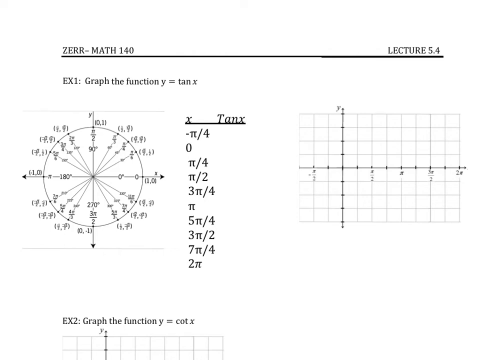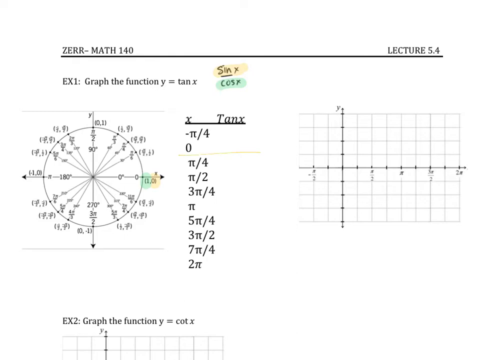Okay, I'm going to show you how to graph tangent. So tangent is the sine over cosine. On the unit circle, it would be the y divided by the x. And so we can just look at a couple key points here.